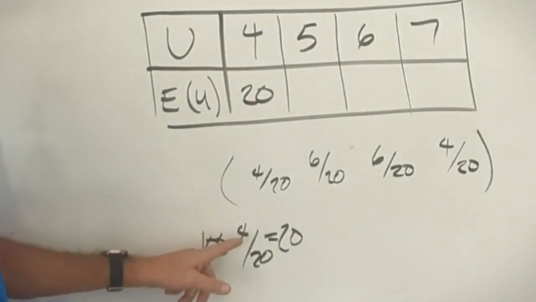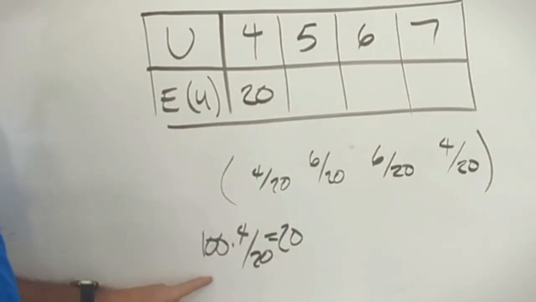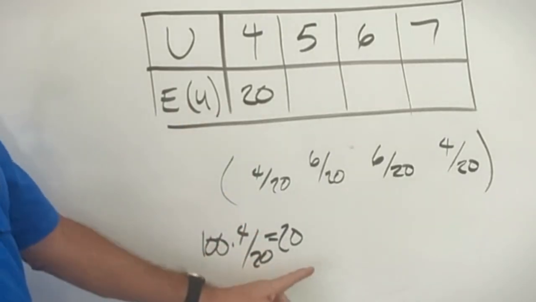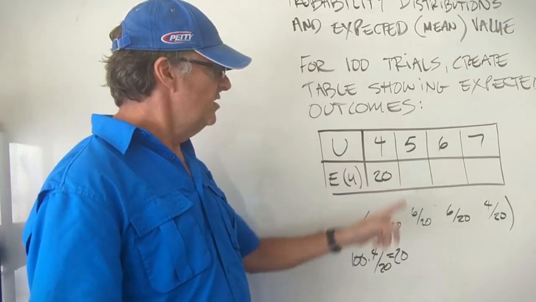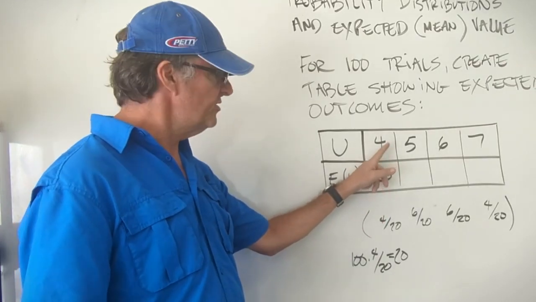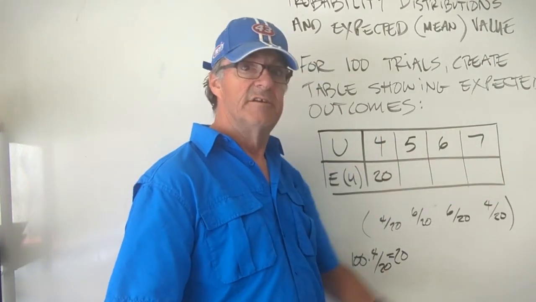100 outcomes, the probability of getting the 4 was 4 out of 20. So I multiplied 100 by 4 over 20, did some reducing, and I get 20 outcomes. So out of 100 trials, you would expect to get this result, the 4, 20 times. Now go ahead and finish out the table.